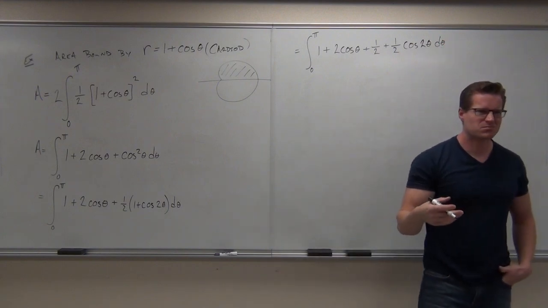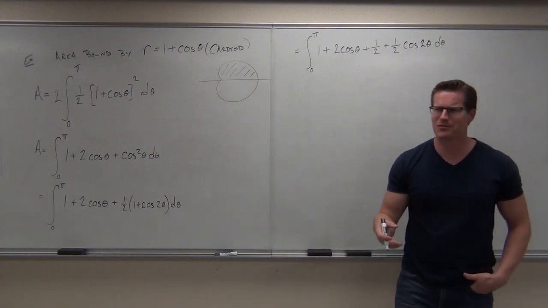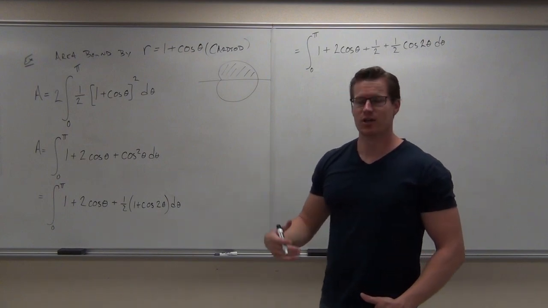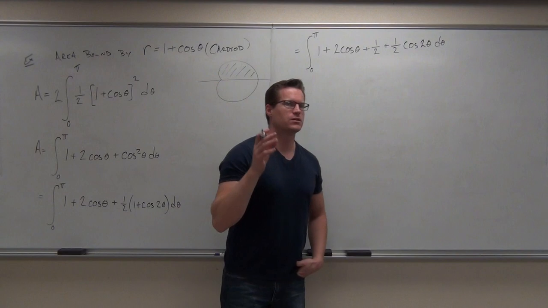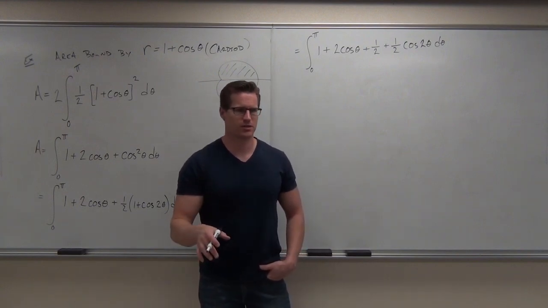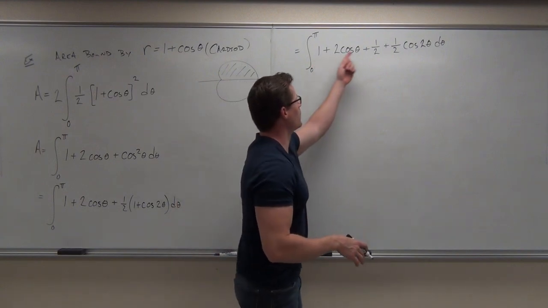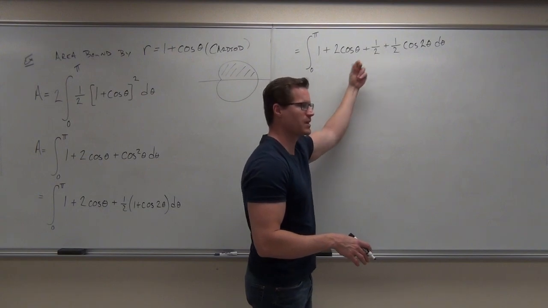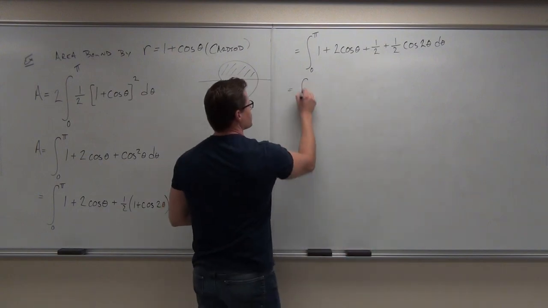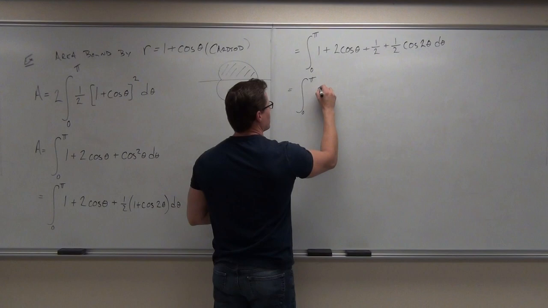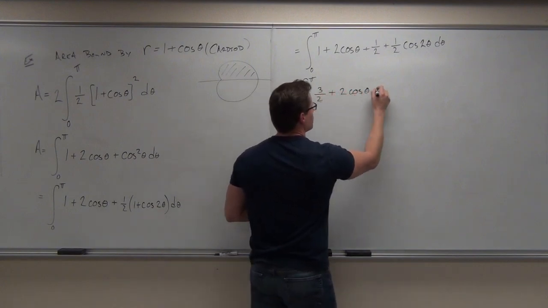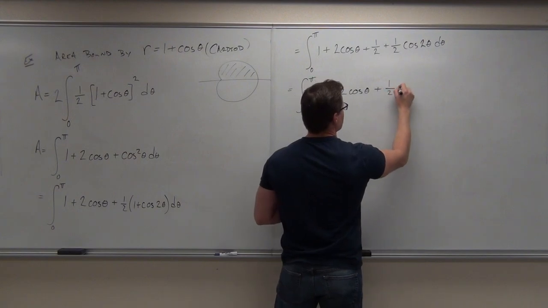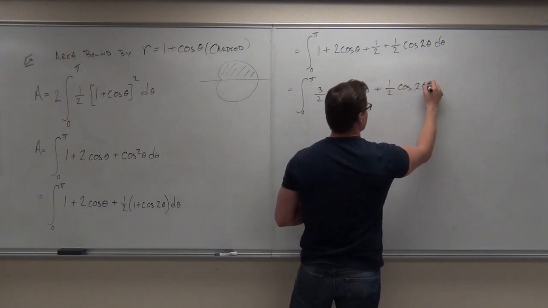Do you remember that at all? I hope that you do. If you don't, you might want to refresh your memory on some of this stuff because, hey, you're going to be using this. Before you start integrating, do yourself a favor and just combine some like terms, okay? So I will integrate my 1 and my 1 half. Just make that 3 halves and then integrate it. So we're going to go 0 to pi. We're going to have 3 halves plus 2 cosine theta plus 1 half cosine 2 theta.